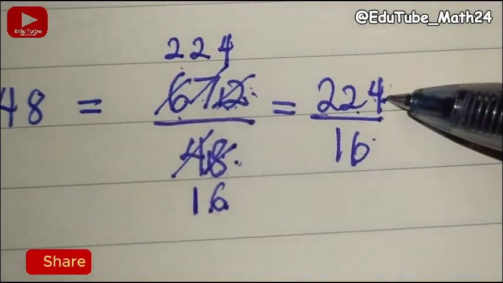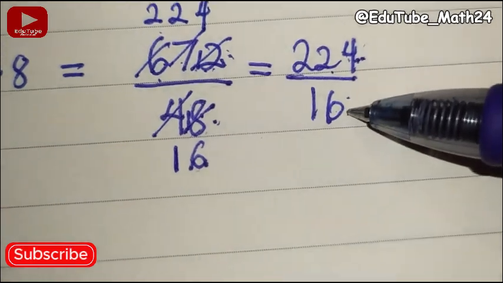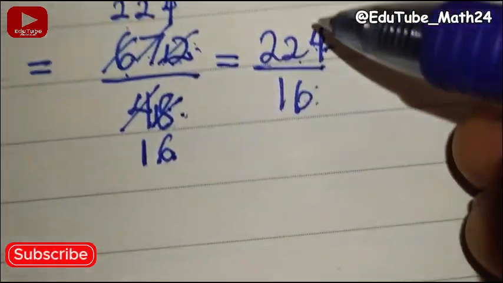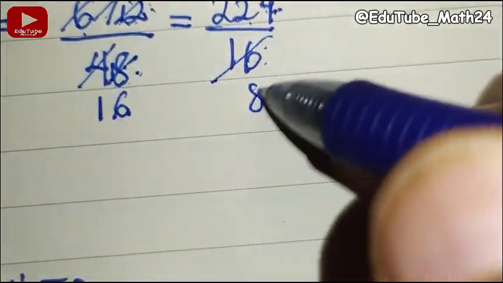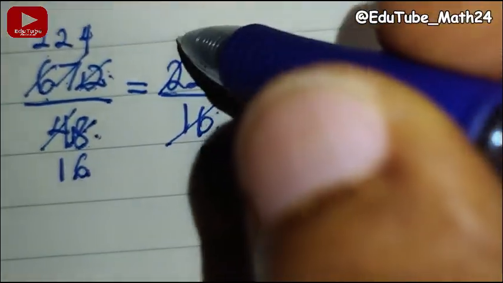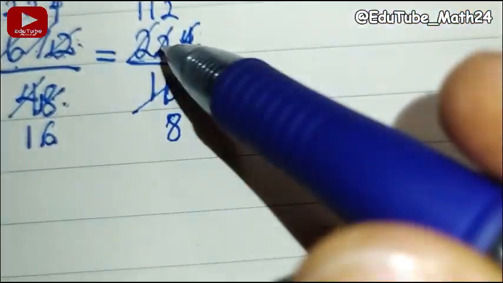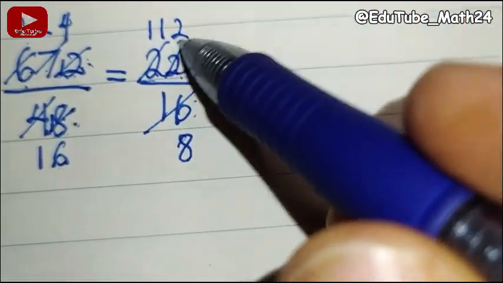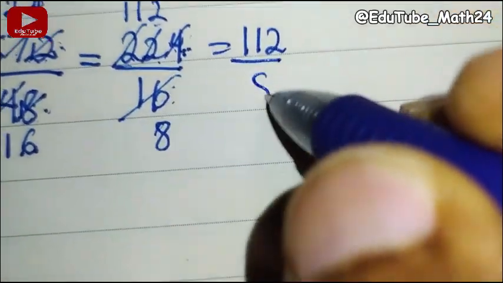So now 4 ends this number. That means that 2 can divide it and 2 can divide 16. So I'm going to use 2 to break it down. So starting from 16, 2 in 16, that will give me 8. And then 2 in 2 here, 1, 2 in 2, 1, 2 in 4, 2. So that means 2 in 224 will give me 112. So my new number is 112 over 8.